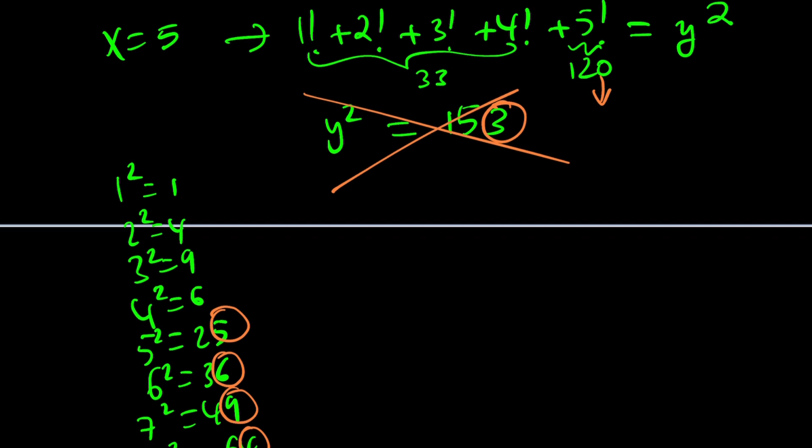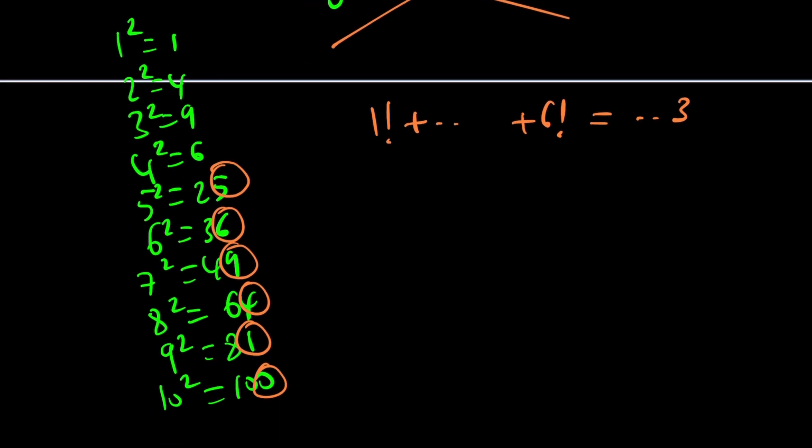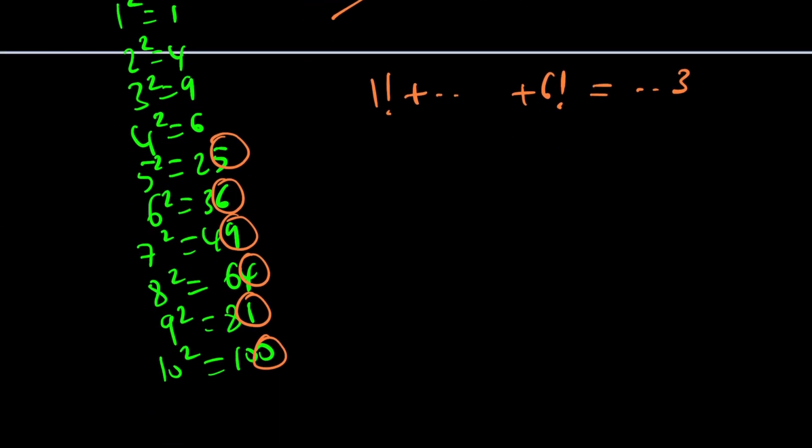So this sum, 1 factorial through 6 factorial, has last digit 3 again. You don't need to evaluate it. I mean, you can if you want, but there's no point. So this is not going to work. But why doesn't any perfect square end in 3? It's just a little bit of modular arithmetic if you look into it, which means for x greater than or equal to 5, no solutions, which is a good thing because we can stop here and just look at what we have.